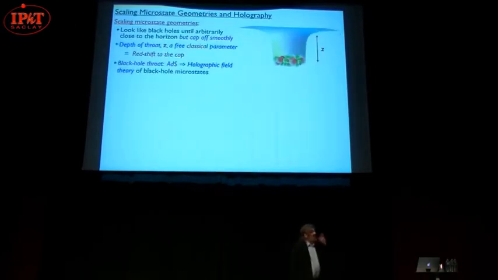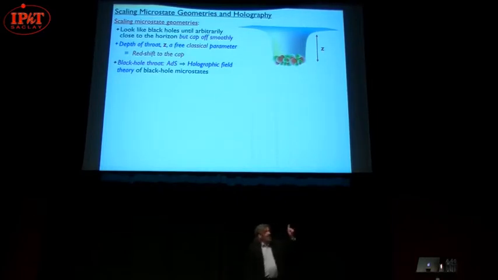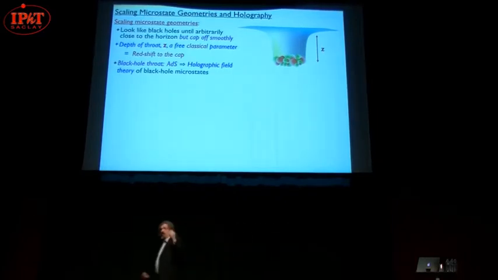Okay, so scaling microstate geometries. What are they? We can make a microstate geometry look just like a black hole. In particular, we can make a very long throat, and the depth of the throat is a classically choosable parameter. You can think of it as the redshift from infinity to wherever the new stuff turns up. That throat is an anti-de Sitter space, and that means you can do holographic field theory using that geometry, and use the full force of holographic field theory to understand what's going on at the bottom.